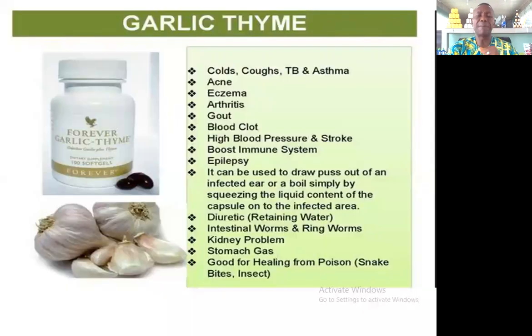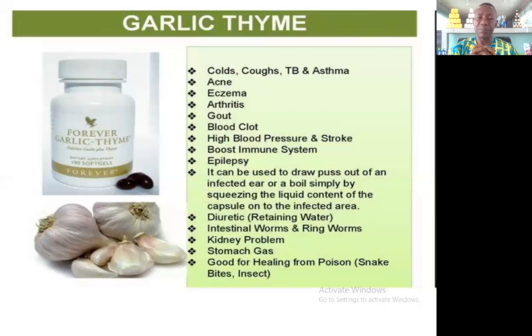And then we talk about the garlic thyme. That is the number 4 product that is very important for a healthy blood pressure. But the garlic thyme can take care of so many problems. It can take care of cold, cough, TB, asthma, acne, eczema, arthritis, gout, blood clot. But most importantly, it helps to boost our immune system and empower healthy blood pressure. And it can help against stroke.